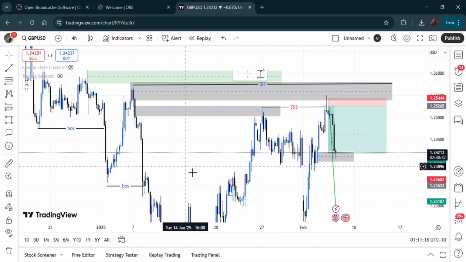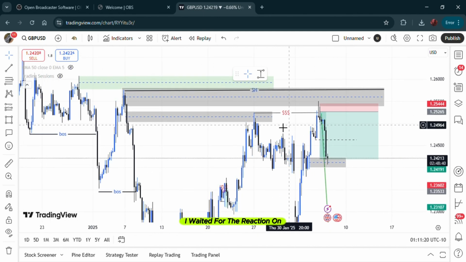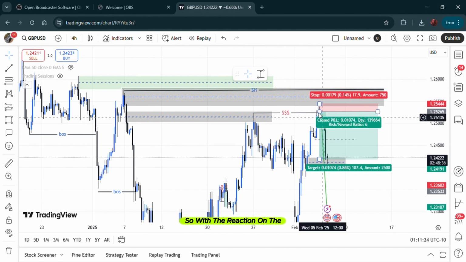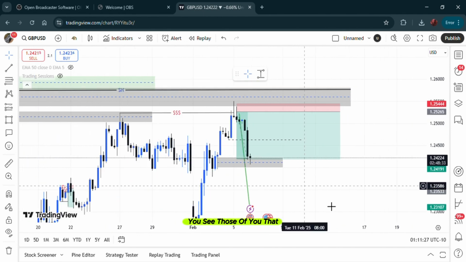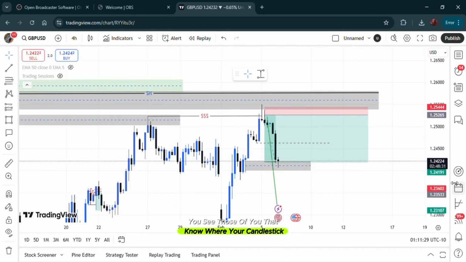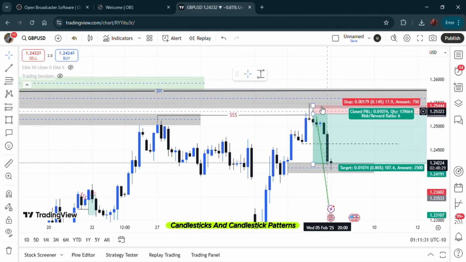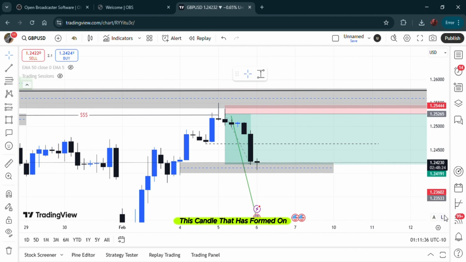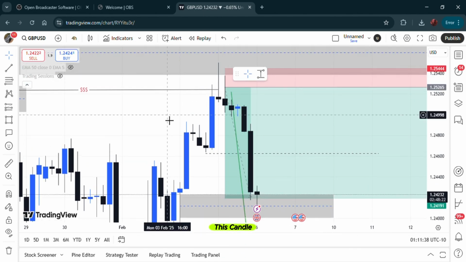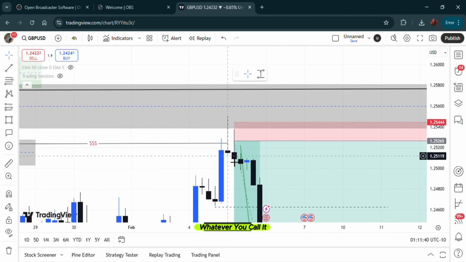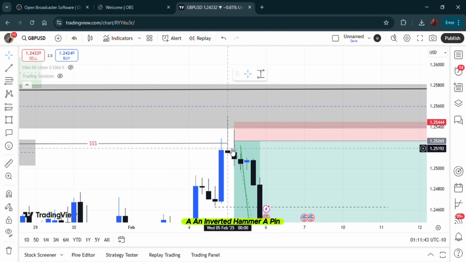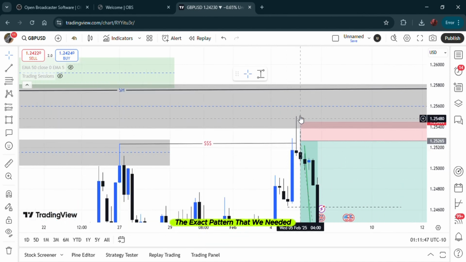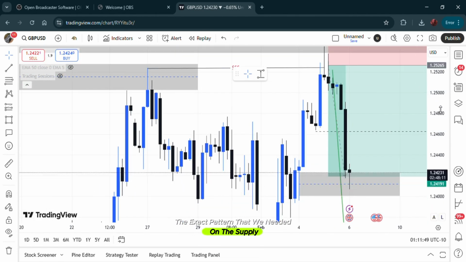So when I saw this, I waited for the reaction on this supply. So with the reaction on the supply, those of you that know well your candlesticks and candlestick patterns, you know how we call this candle that has formed on the supply zone. This candle, whatever you call it, an inverted hammer, a pin bar, it gave us the exact pattern that we needed on the supply.